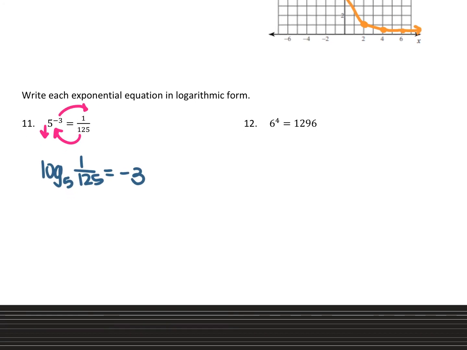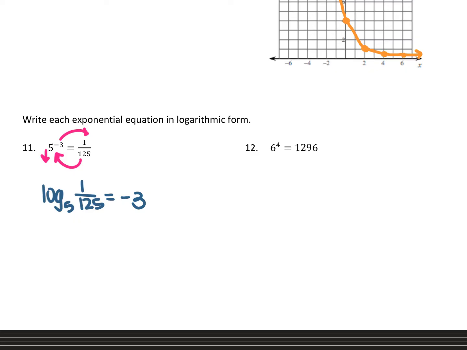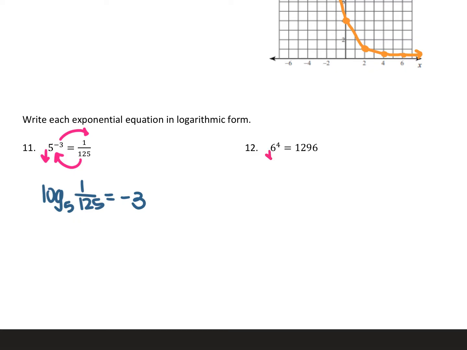For something like 12, you have 6 to the 4th power is equal to 1,296. So again, that 6 is going to drop down. 4 becomes your answer. The 1,296 just switches spots. So you're going to have log base 6 of 1,296 is equal to 4.